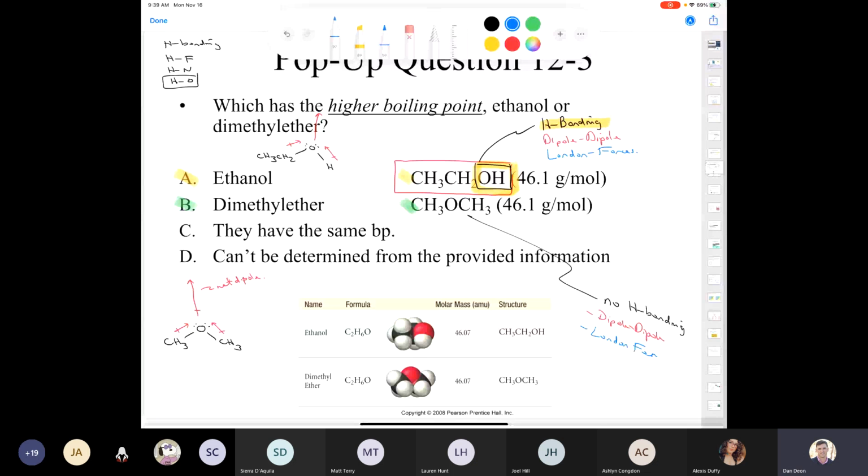Now, which one of these is the king of the castle for my dimethyl ether? The answer is going to be the dipole. But remember that hydrogen bonding is stronger than a dipole intermolecular force. And so the answer is ethanol is going to have the strongest intermolecular force, the hydrogen bond, and therefore it is going to have the higher boiling point of the two.